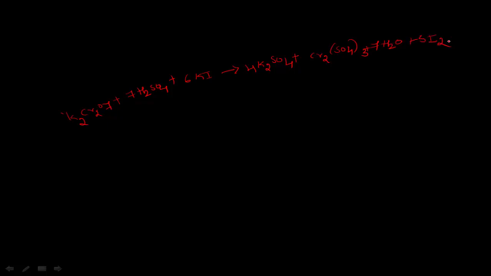Students, see this reaction here. K2Cr2O7 plus 7H2SO4 plus 6KI gives 4K2SO4 plus Cr2(SO4)3 plus 7H2O plus 3I2. This is the reaction.